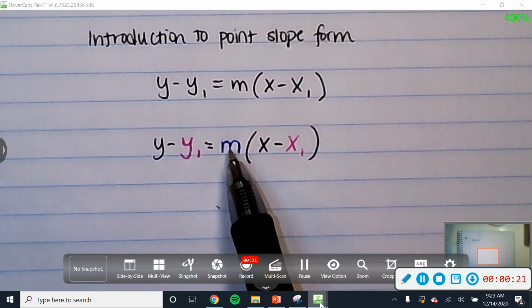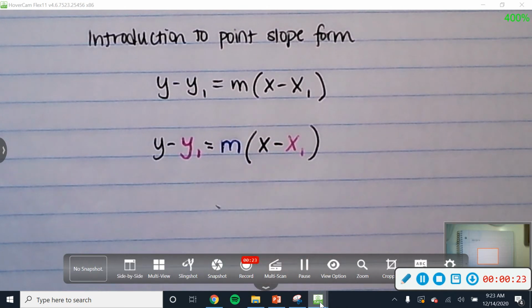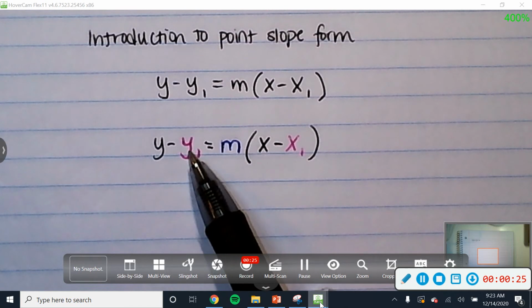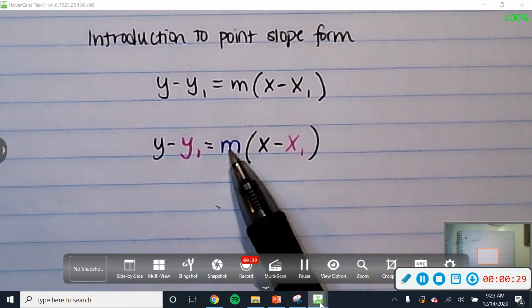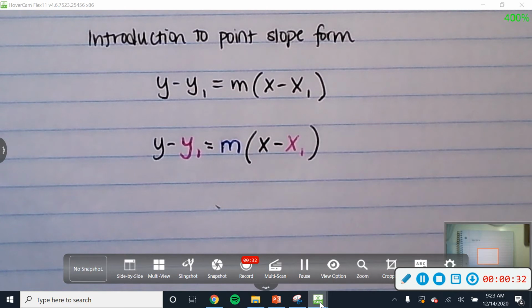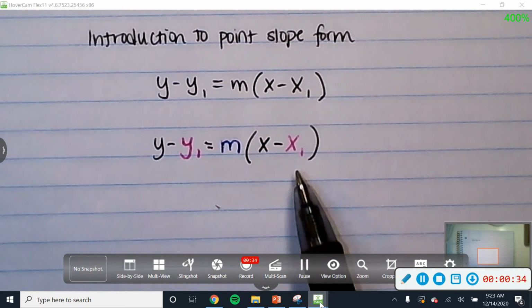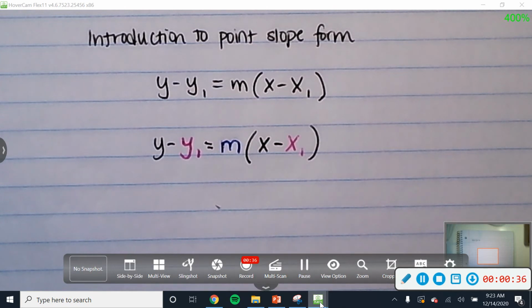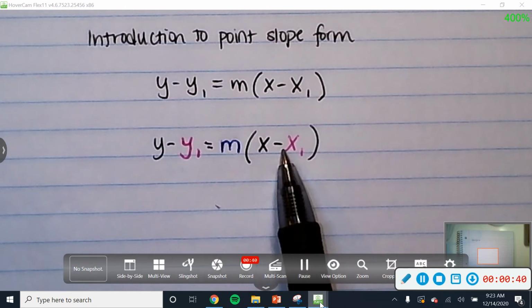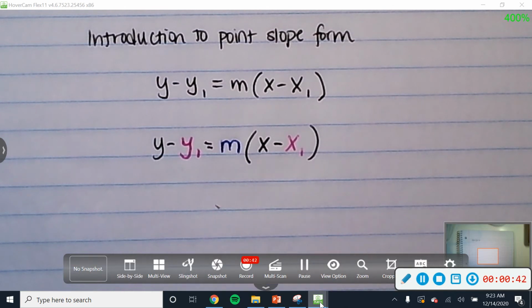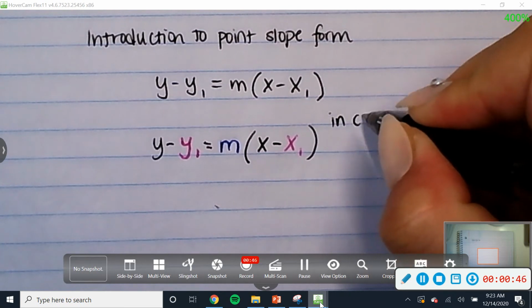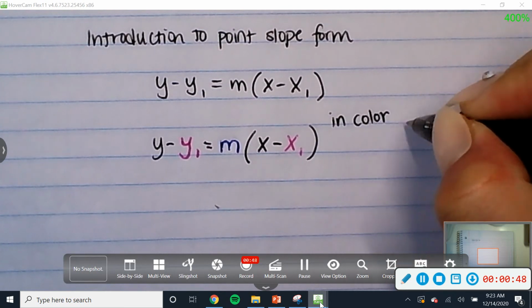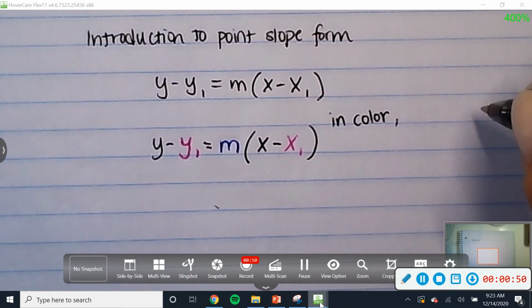Down here, I actually color-coded the point-slope form. So in pink, I put y1 and x1, and then in blue, I have our m. I did this because these are going to be the three numbers that are important in point-slope form. These variables are the ones that are going to be replaced with actual numbers. Okay, so the ones in color are the variables that are going to be replaced with numbers.